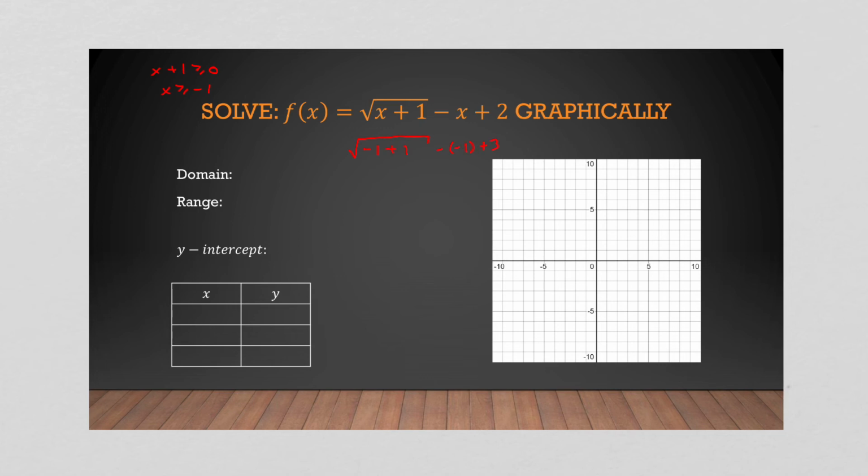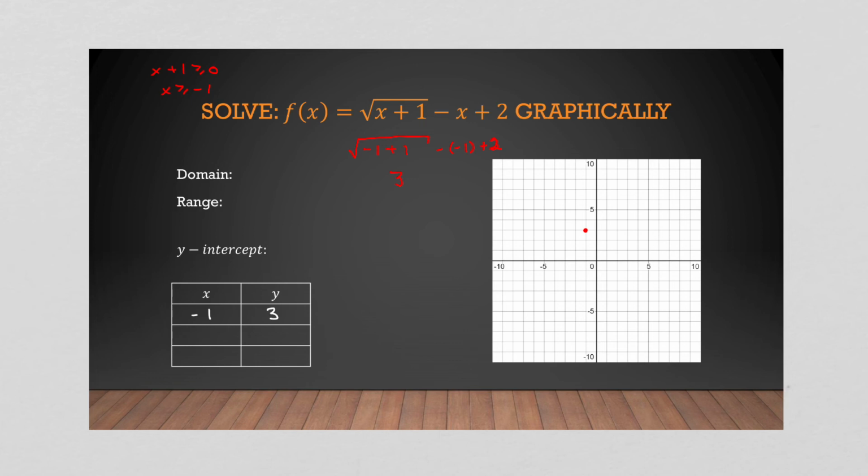we get 0, and then minus -1, we get 2, or sorry, we get 3. So when x is -1, we get 3. So we can throw that in. When x is -1, we get 3. So we have a point right there.